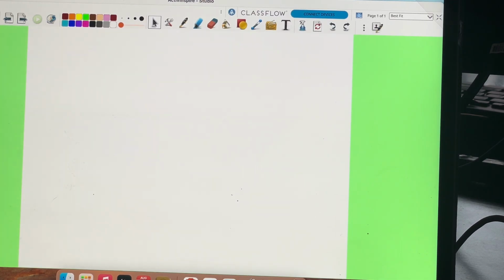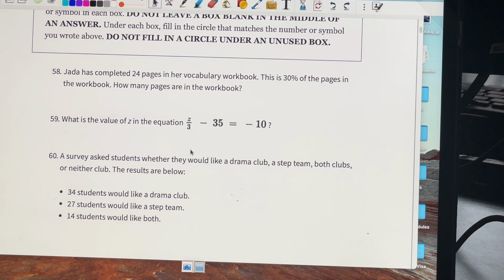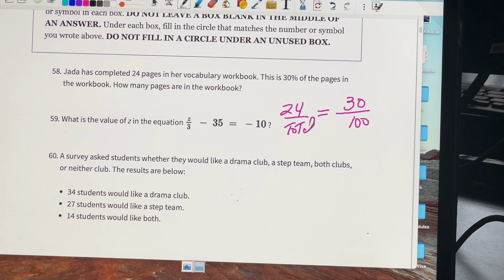All right, so this one's pretty straightforward. I can get my tablet. You can just set up a proportion here, right? She completed 24 pages. This is 30% of the pages in the workbook. How many total? Well, we can set up a proportion, right? So percent over 100. We know that 30% is equivalent to 24 pages, and we want the total, right? This is the missing part. So we can cross multiply.